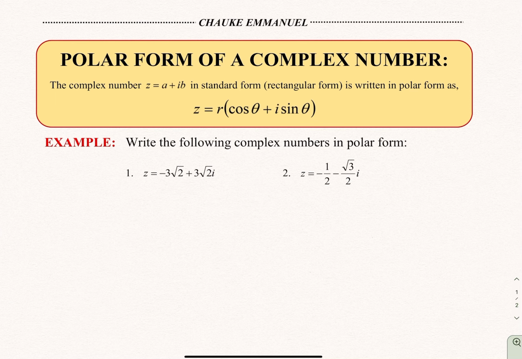Today we are looking at the polar form of a complex number, not real numbers. Please get that. We are going to be working with the imaginary numbers, that is your i, not the real numbers from your high school.